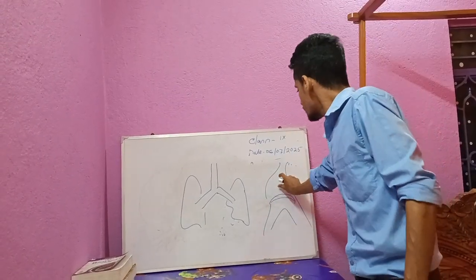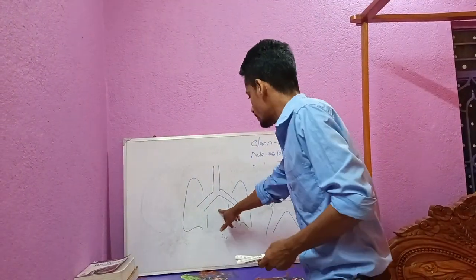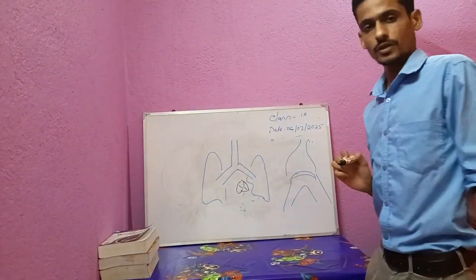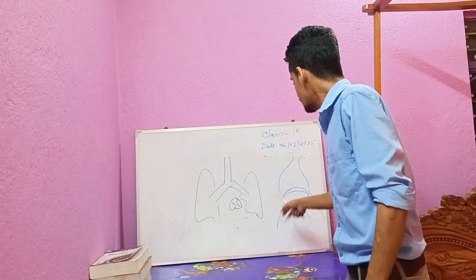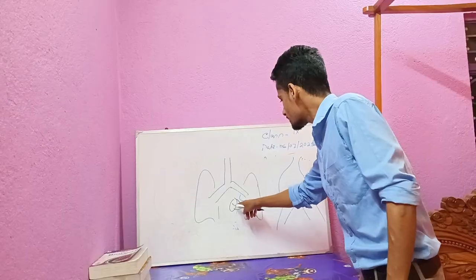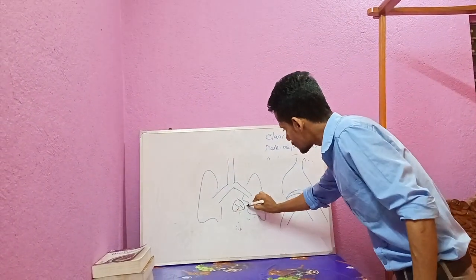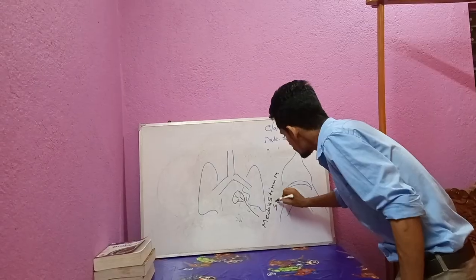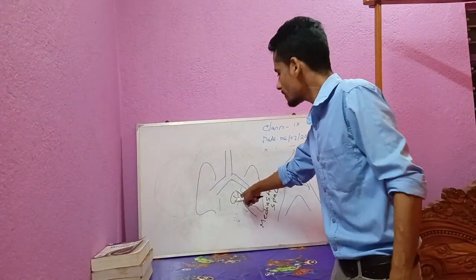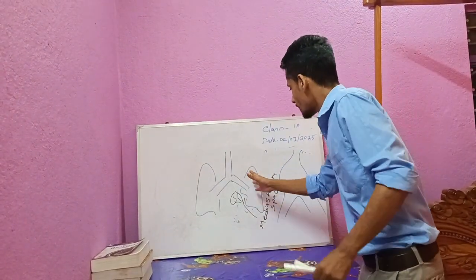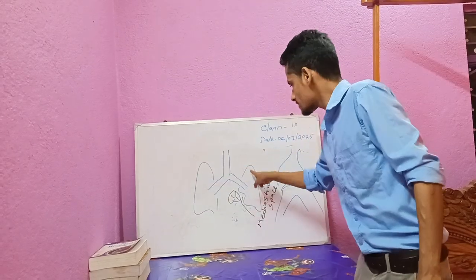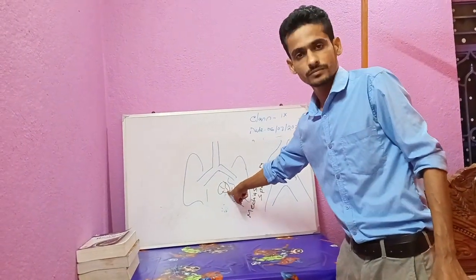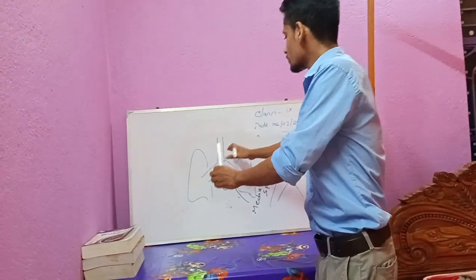And the heart is present inside the thoracic cavity between two lungs, slightly on the left side. This position is called the mediastinum space. So the heart is present in the mediastinum space. If we compare these two lungs, this is the right lung and this is the left lung. The left lung is slightly smaller than the right lung to accommodate the heart. So this is the position of our heart.